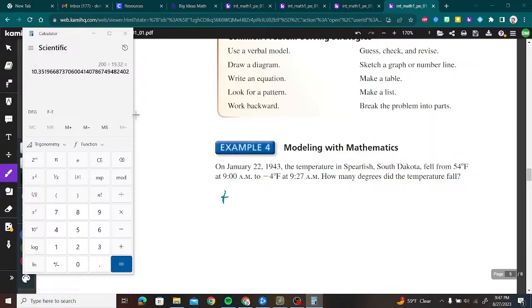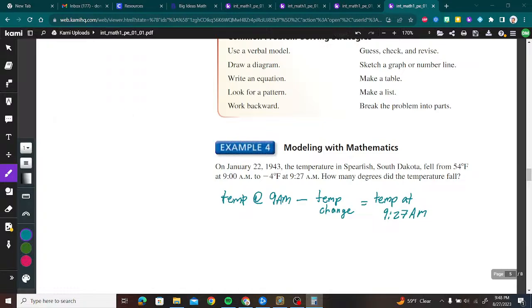Temp at 9 a.m. minus temperature change is going to equal temp at 9:27. So this is just a verbal model to help you see how a verbal model works.